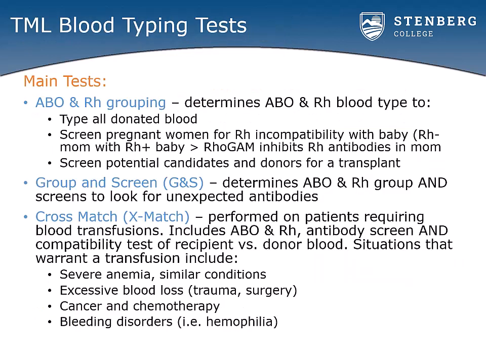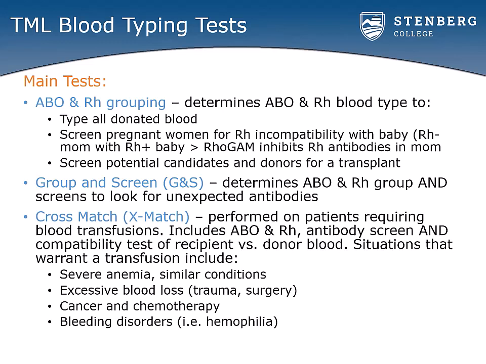The main tests that are performed in the TML department are ABO and RH grouping, group and screen to pre-screen for atypical antibodies, and cross-match to prepare blood products for transfusions. ABO and RH grouping, or typing, is performed on all donated blood. It's also used to screen pregnant women for RH compatibility with her baby.